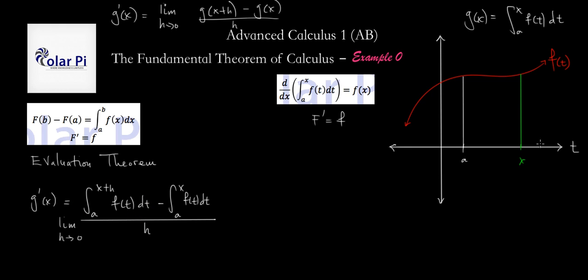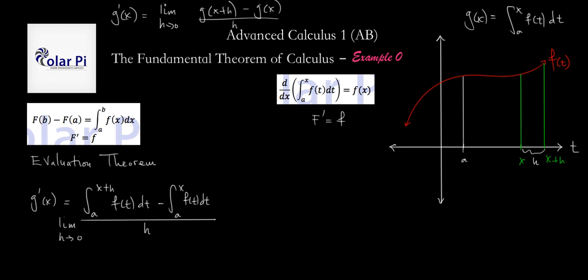But the area from a to x plus h. Now, h is often some small positive number. So let's assume that we stay consistent with h and make it some small positive number. Then we're claiming that x plus h would be like right here. So let's propose that x plus h be there. Fine. So this here is x plus h.